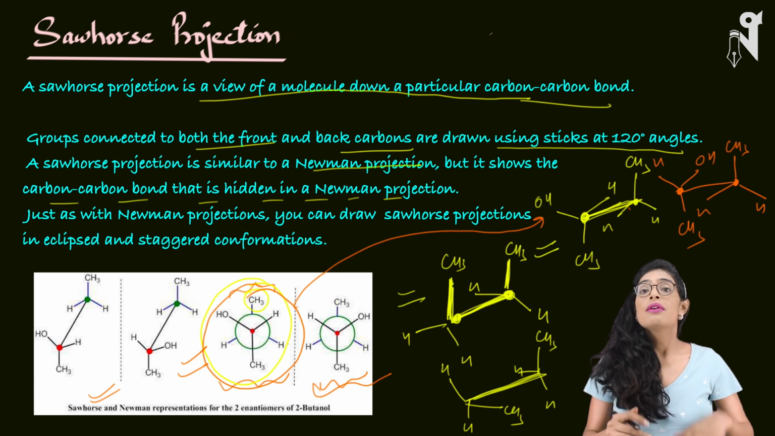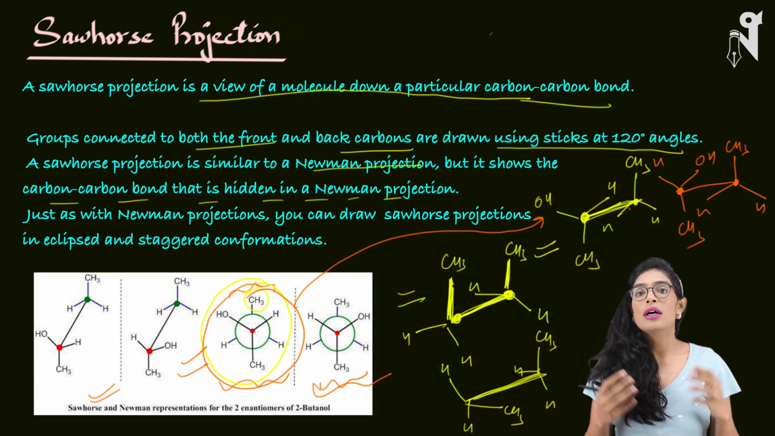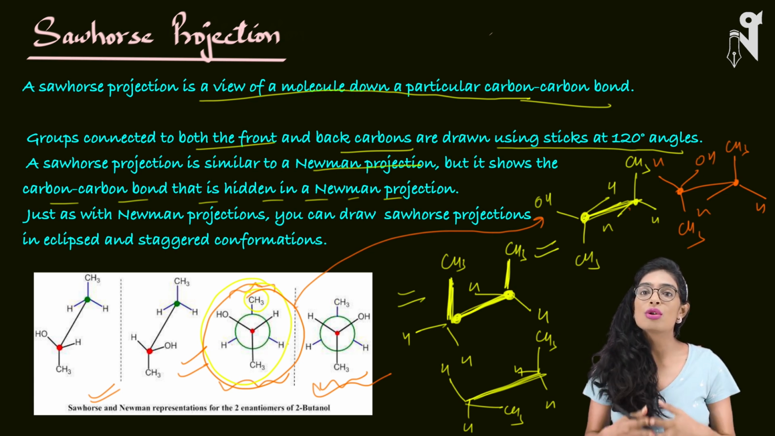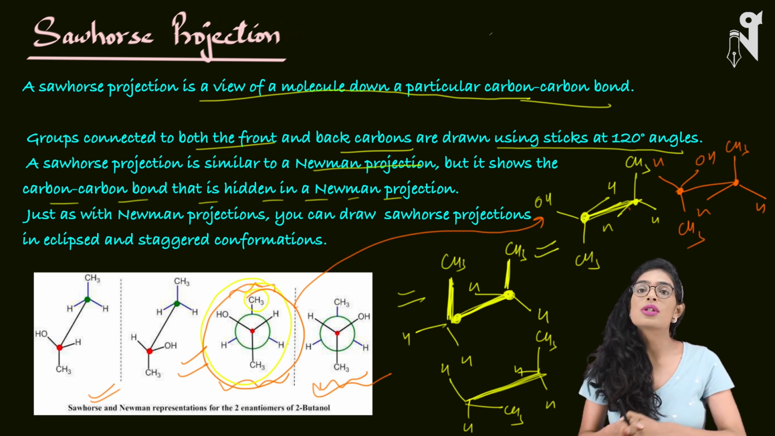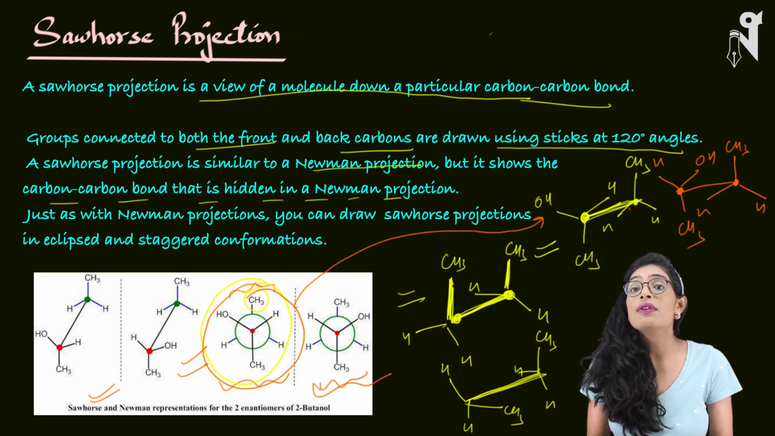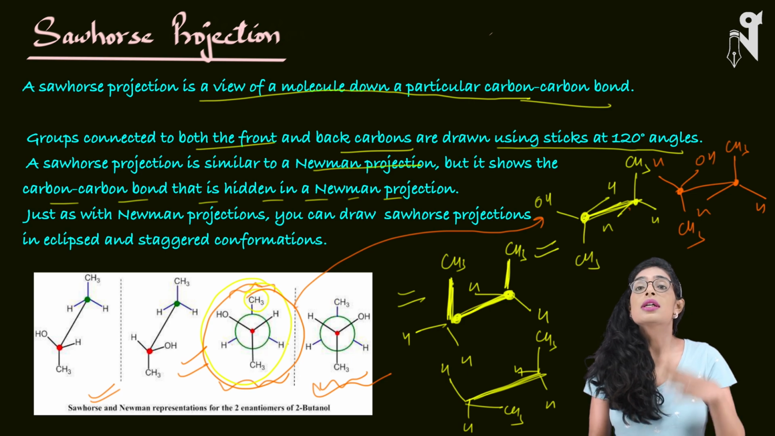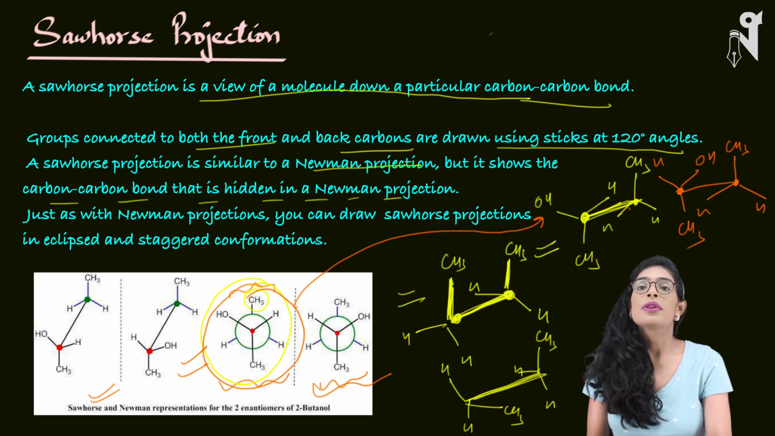Okay, now we will do some questions where we will understand the implementation of Sawhorse and Newman projections and the dipole moment in it, and we will also learn how to convert a Fischer projection into the Newman projection.